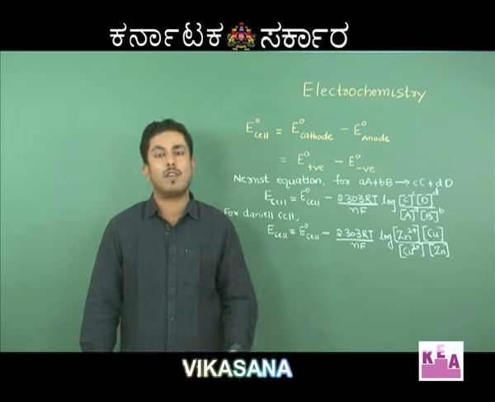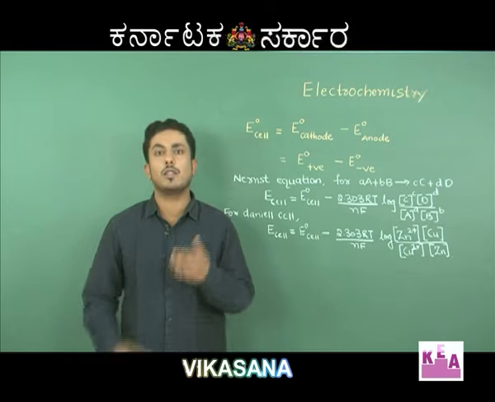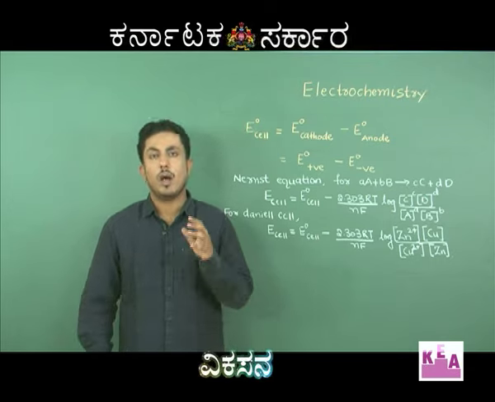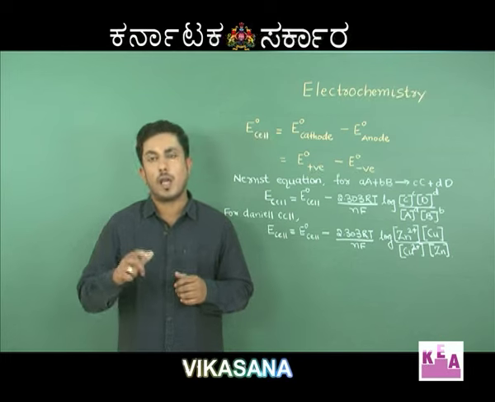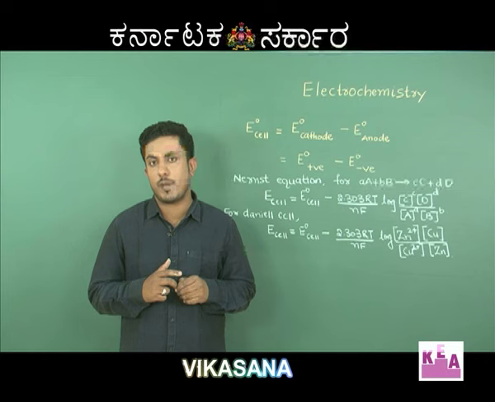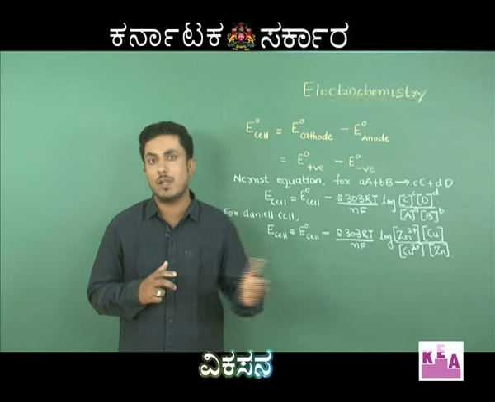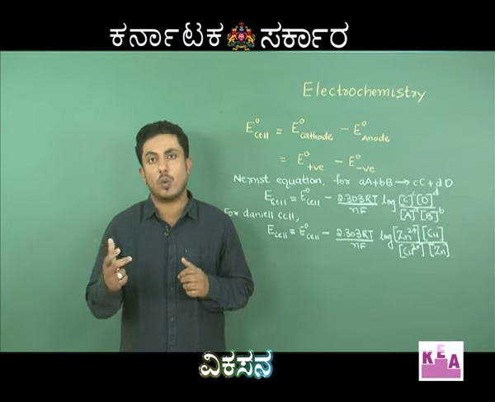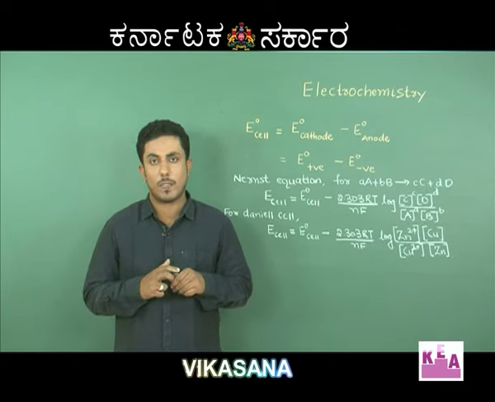An electrochemical cell or a galvanic cell converts chemical energy into electrical energy. A galvanic cell consists of two electrodes. At one electrode, oxidation takes place. At another electrode, reduction takes place. The electrode where oxidation takes place is the anode, which is negatively charged, and the electrode where reduction takes place is called the cathode, and it acquires a positive charge.